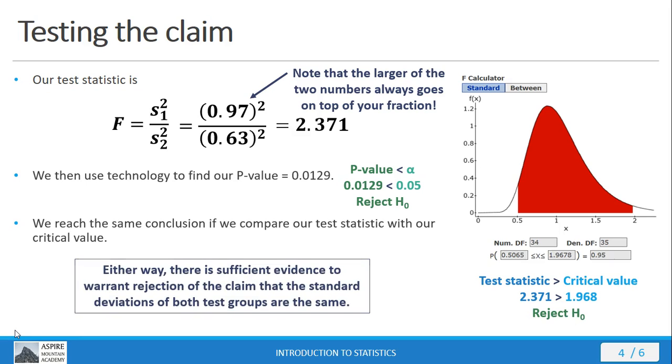So we reject the null hypothesis, so there is sufficient evidence. We have a two-tailed test, so we warrant rejection of the claim, and the claim is that the standard deviations of both test groups are the same.